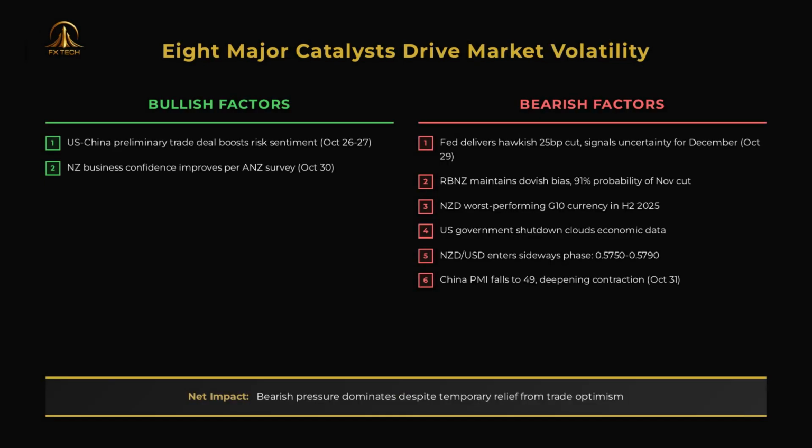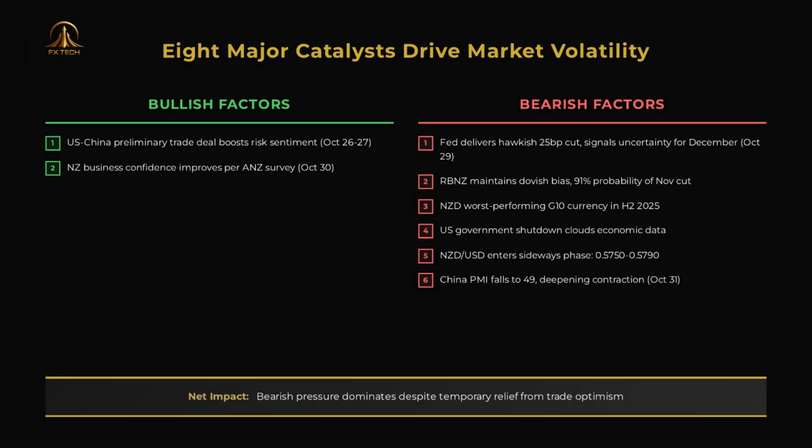8 major catalysts have shaped NZD/USD's trajectory during this period. On the bullish side, we have two key factors: the US-China preliminary trade deal announced on October 26th to 27th, which boosted risk sentiment, and the improvement in New Zealand business confidence shown in the ANZ survey on October 30th. However, these positives are vastly outweighed by 6 bearish factors.